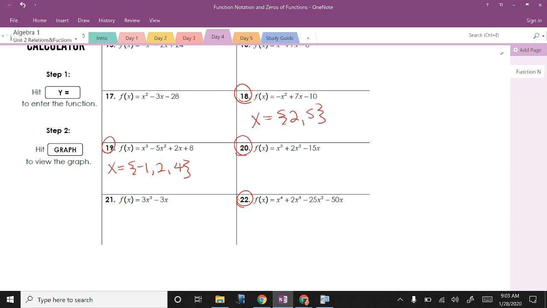Is that the second one? Hang on. Look at your paper. X raised to the fourth. X raised to the fourth. Let's do X minus 25X squared.